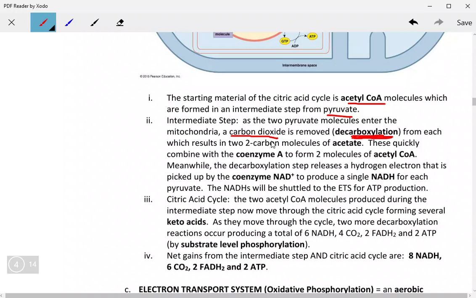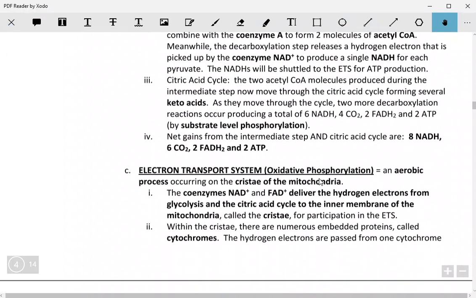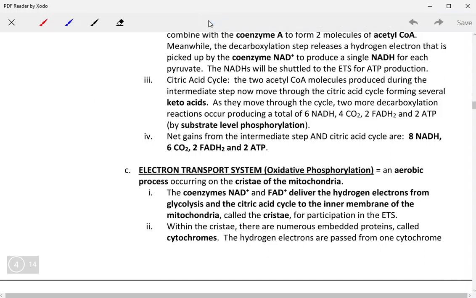Don't forget it. And remember, like I mentioned, your coenzymes, NAD plus and FAD plus, are going to carry hydrogen electrons. They are going to be reduced into NADH and FADH2. Are you following? So all of them are going to carry hydrogen electrons. So at the end of the citric acid cycle, what should you see? Make sure you know this.